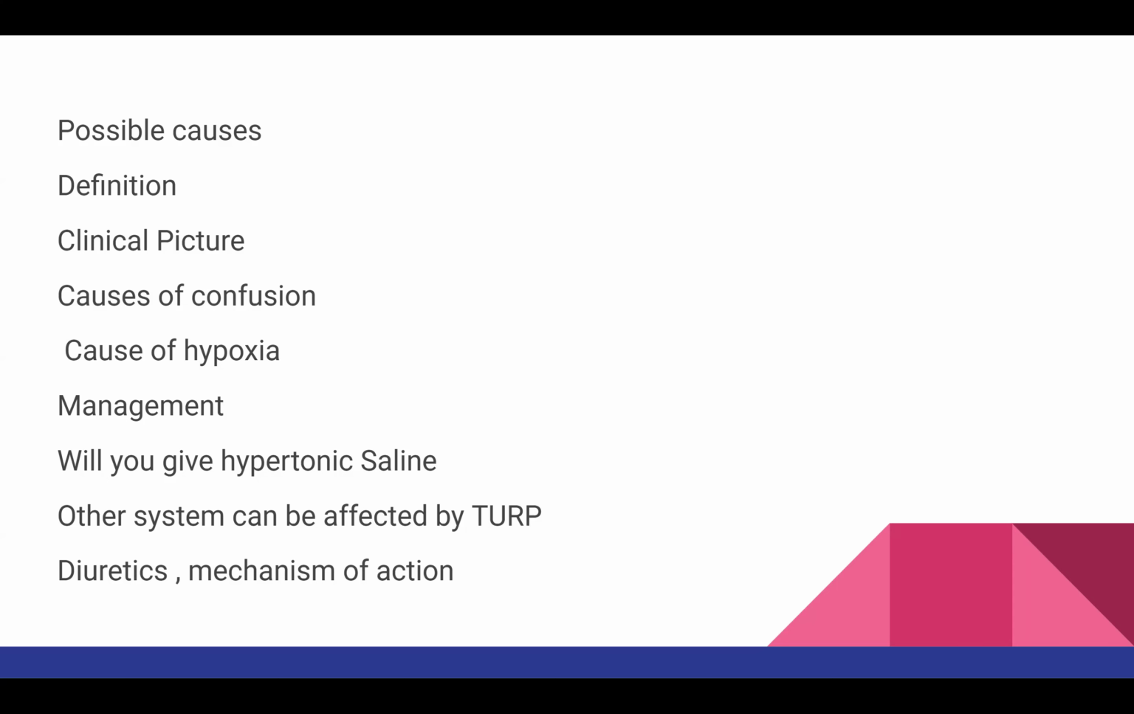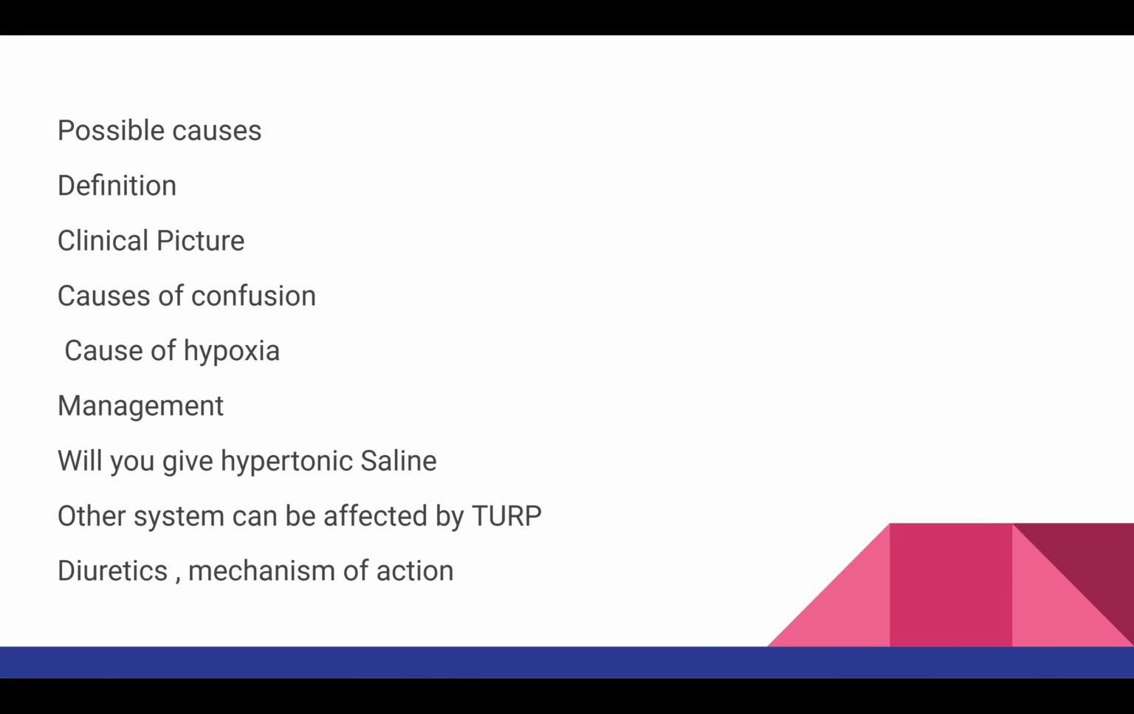In TURP syndrome, there will be increased fluid levels, which can lead to dilutional hyponatremia. So the patient will be having confusion and agitation. Then there can be hyponatremia, decreased urine output. Okay. So can you tell me about the causes of confusion in this patient?